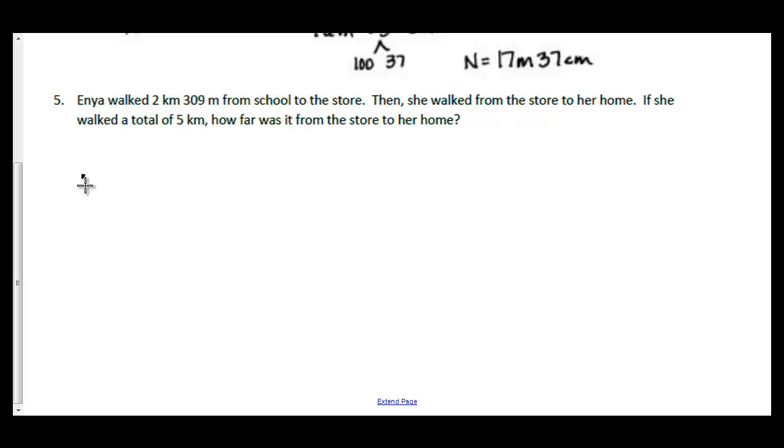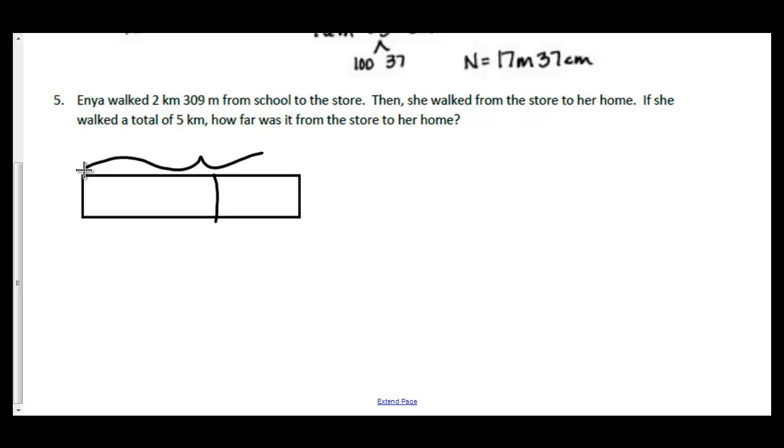Okay, so I'm going to begin by drawing a tape diagram. This is going to represent how far Kenya walked altogether. Now, it says that she walked from the school to the store, and then she walked from the store home. So I've got two separate parts here. I do know how far she walked altogether because it says she walked a total of 5 kilometers. So here's my 5 kilometers, and I know that she walked 2 kilometers, 309 meters from the school to store, but I want to know how far she walked from store to home. So I'm just going to call this H. I could just call it a question mark. It means the same thing. It just means I'm trying to figure out this part.